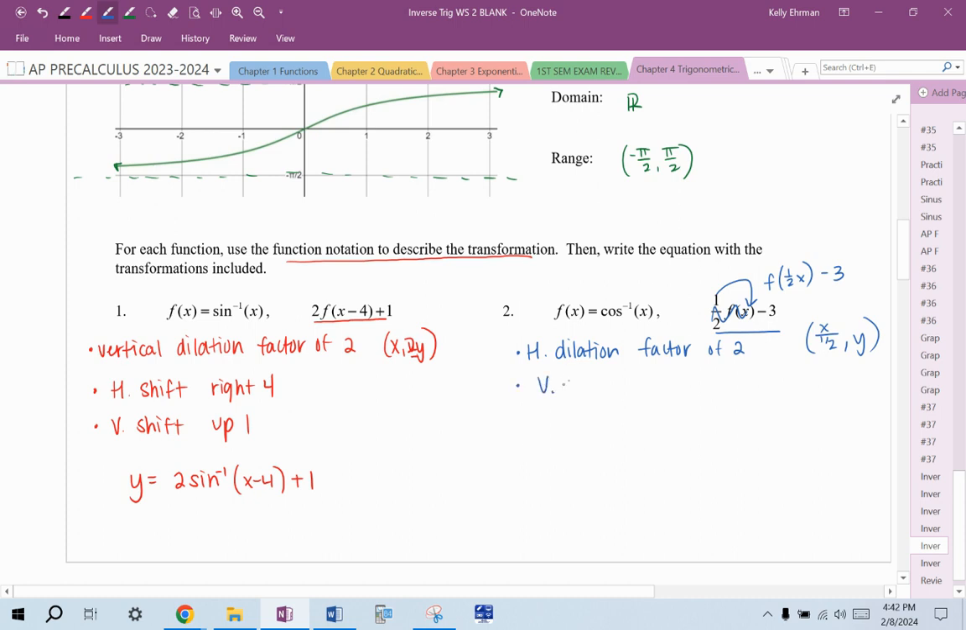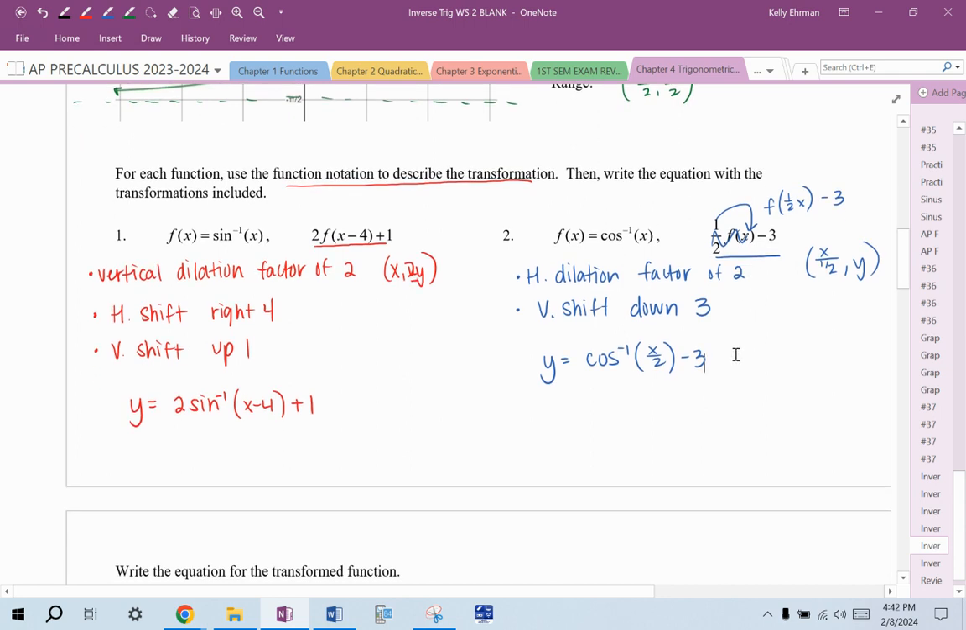We also have a vertical shift down 3 units. And if I put those transformations into this function, it would be something like y equals inverse cosine of x over 2, and then the minus 3 would be on the outside.